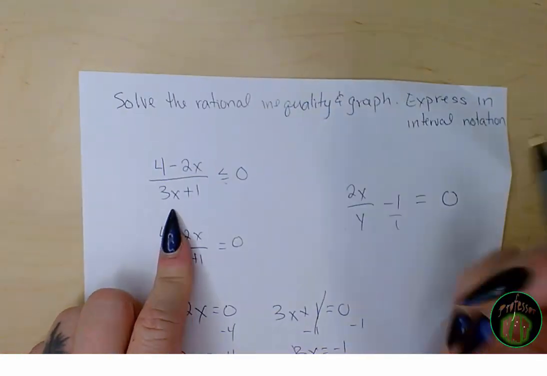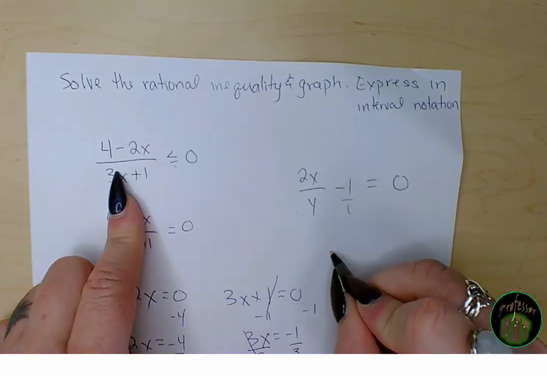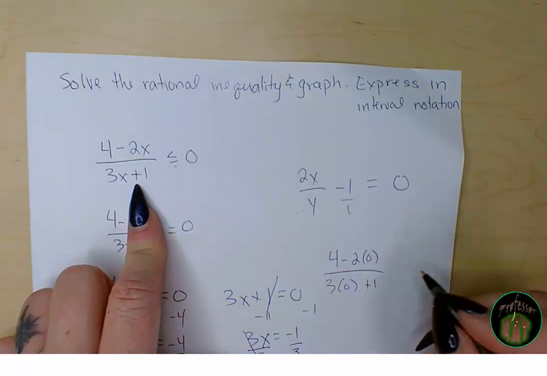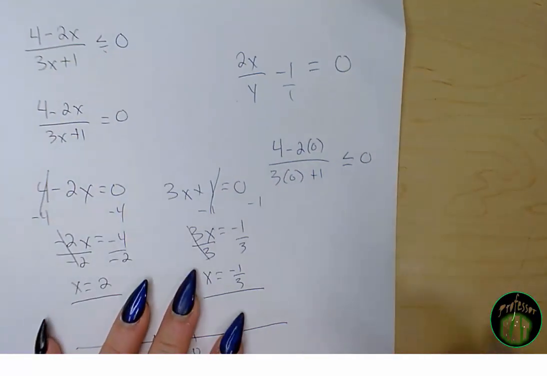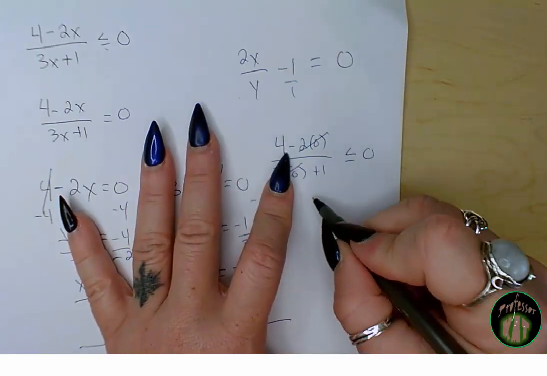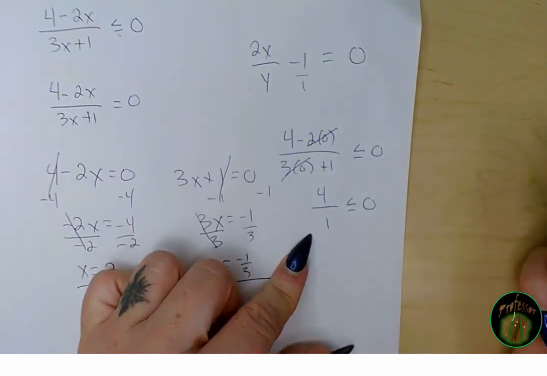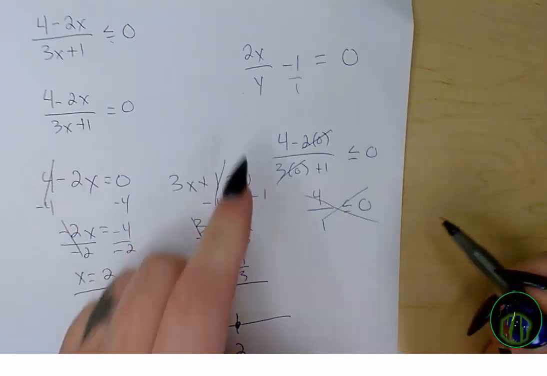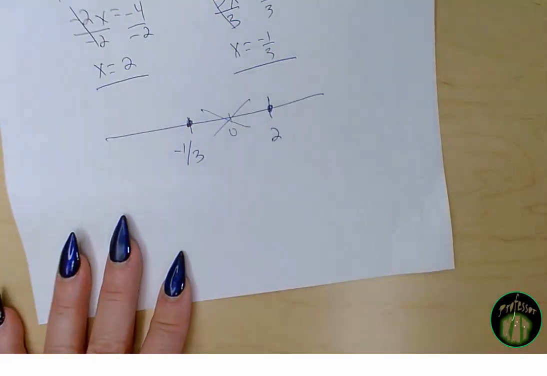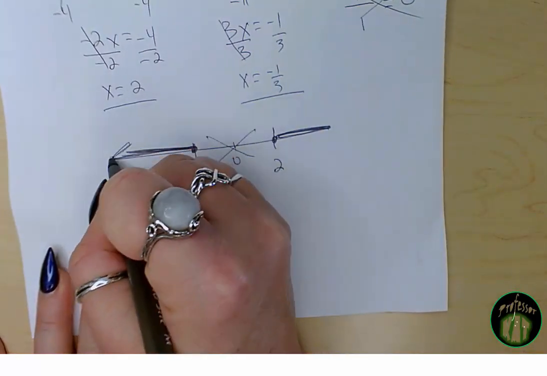So let's go ahead and plug in 0. If I plug 0 into our original inequality, that's going to look like 4 minus 2 times 0 over 3 times 0 plus 1. Is this less than or equal to 0? Well, this is going to be a 0, and this is going to be a 0. So we really just have a 4 up top and a 1 down bottom, which is just 4 is less than or equal to 0. Now, 4 is not less than or equal to 0. This is not true, which means that this interval, this section here, does not work for us. That means we are going to shade in either direction on these sides.